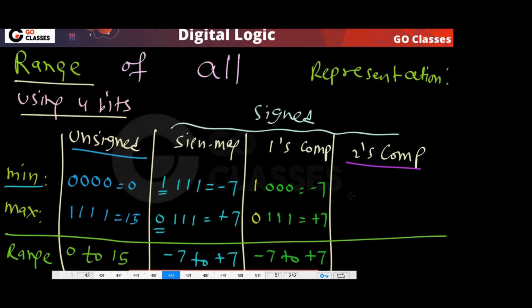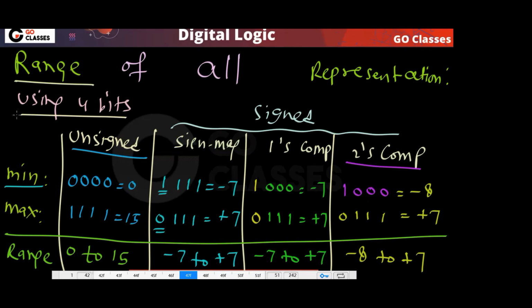And in 2's complement, what is the minimum? The minimum will be 1 followed by all 0s, and the maximum will be 0 followed by all ones. So this will be minus 8 and this will be plus 7. So the range will be minus 8 to plus 7. Correct? Is this clear? The same thing you can do for n bits.